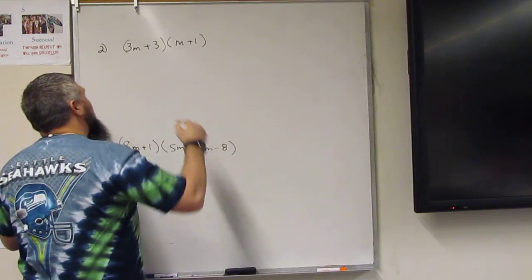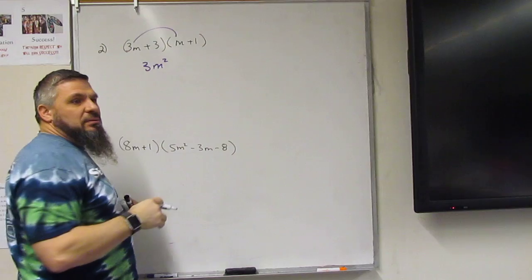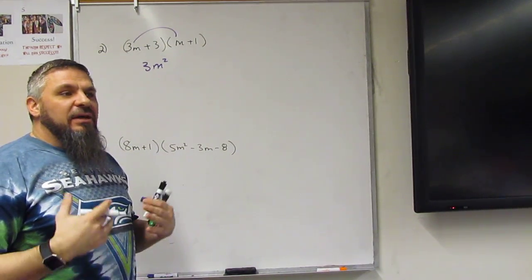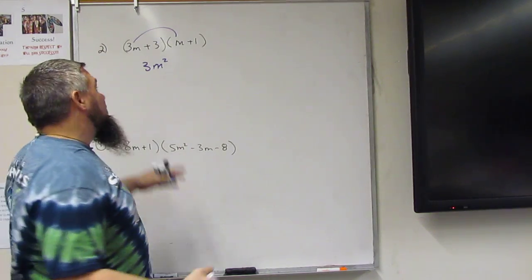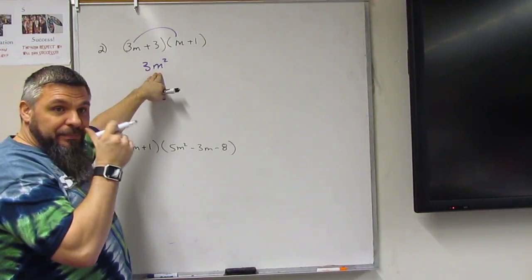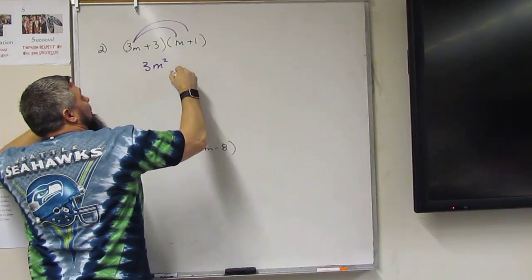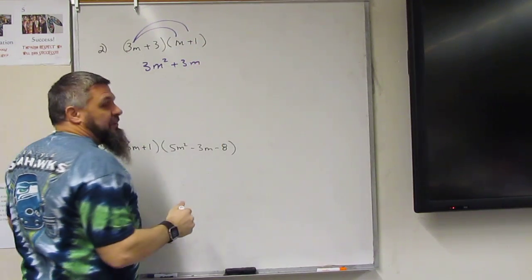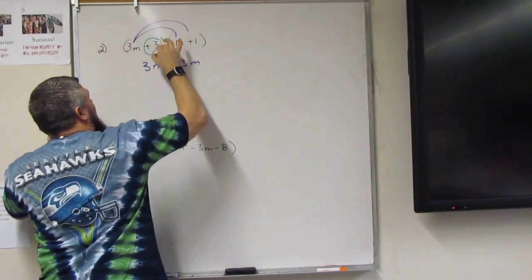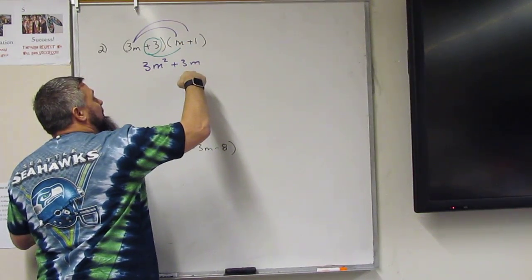These are two binomials. 3m times m is 3m squared. We have to remember when we're multiplying variables that have the same base, we add the exponents. So 1 and 1 is 2, and that's where we get the square. Right? And then 3m times 1 is going to give me plus 3m. Okay? Then I worry about the second part of the binomial, and that's going to give me 3 times m, puts me in the 3m part.